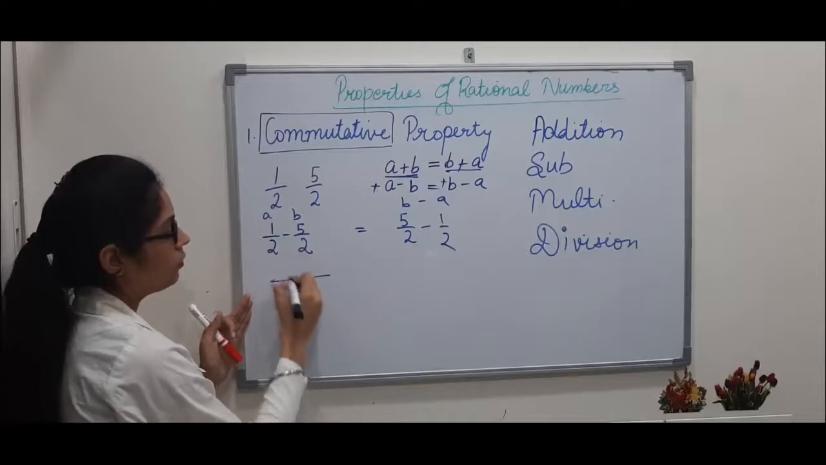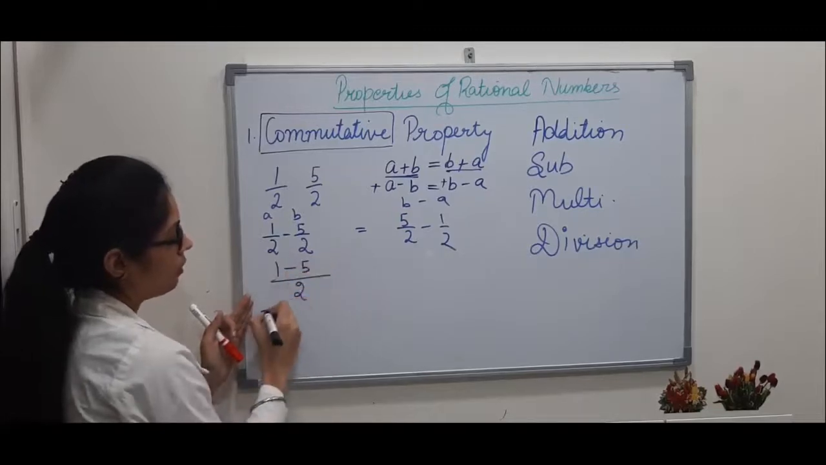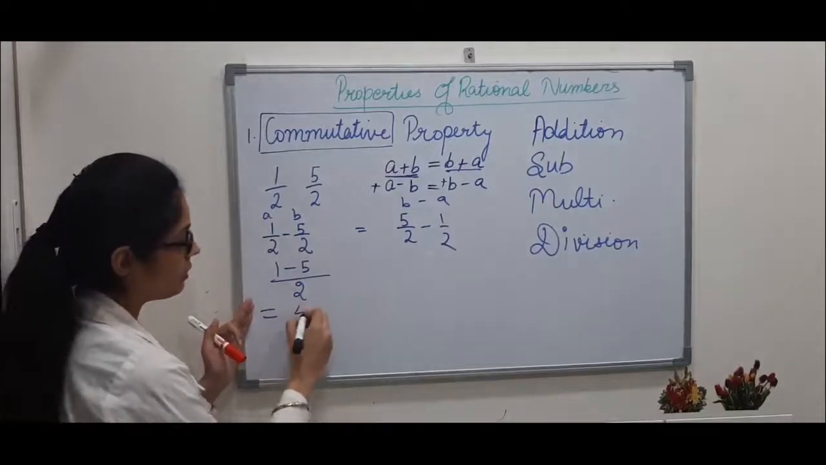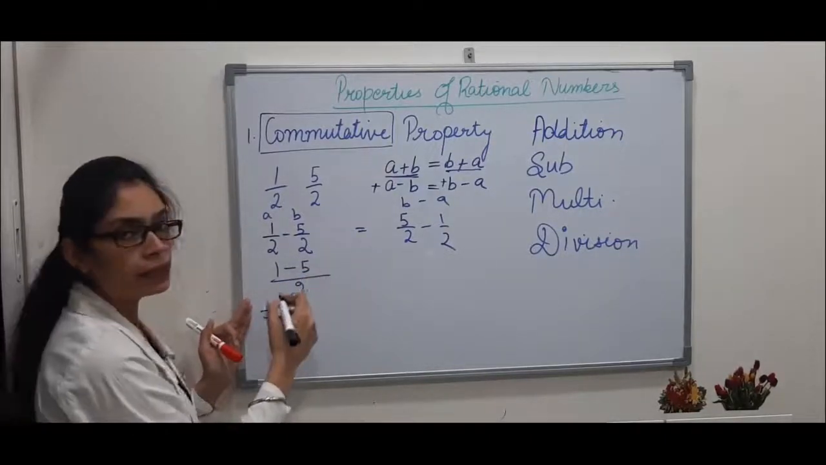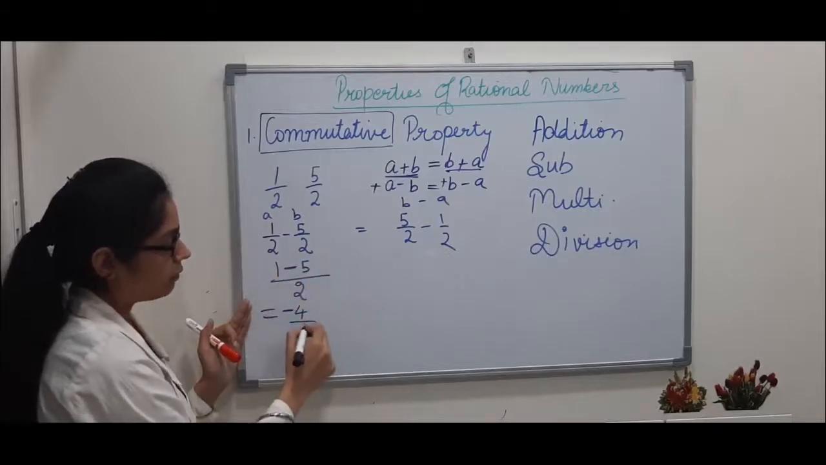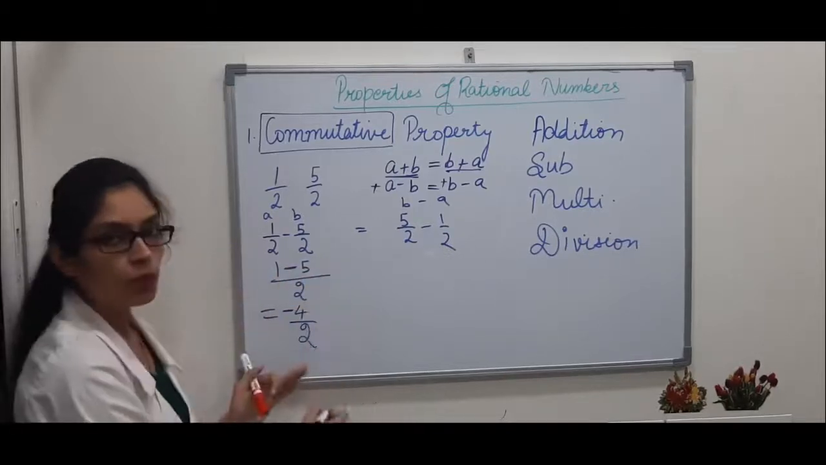LCM will be 2, 1 minus 5, 1 minus 5. Plus minus is minus with the sign of the bigger number. 5 minus 1 is 4. With 5 I have a negative sign, so I will put a negative sign with 4. It will be minus 4 by 2.